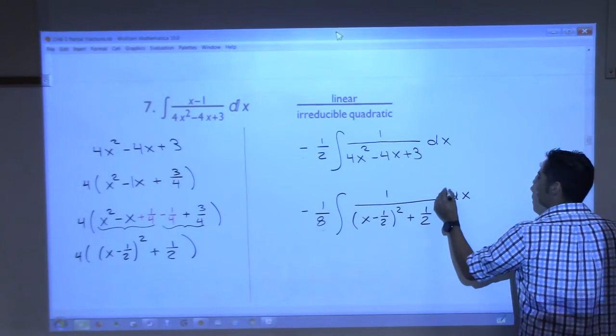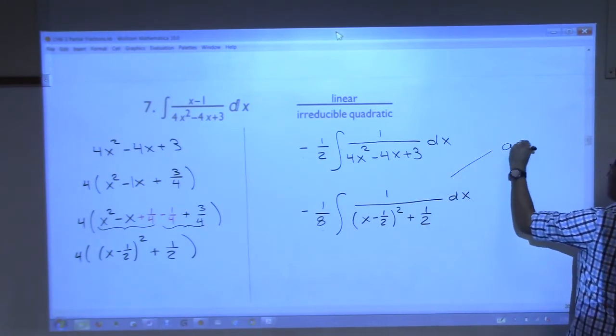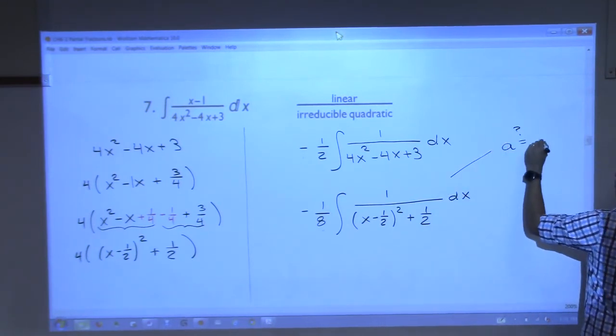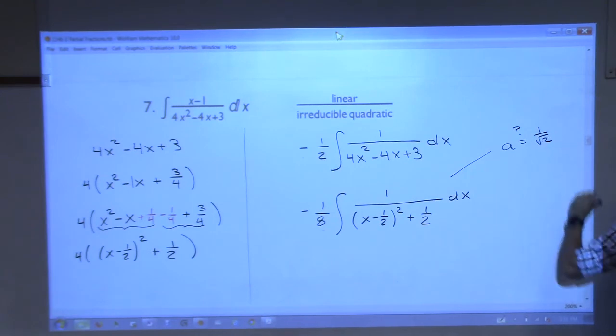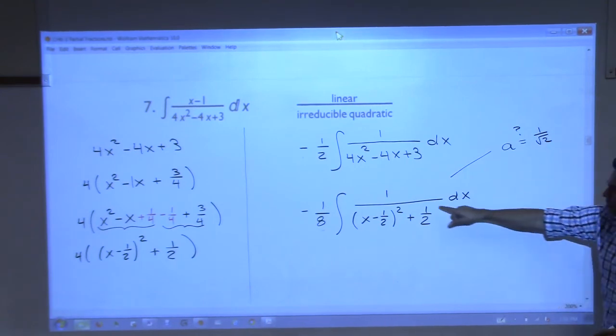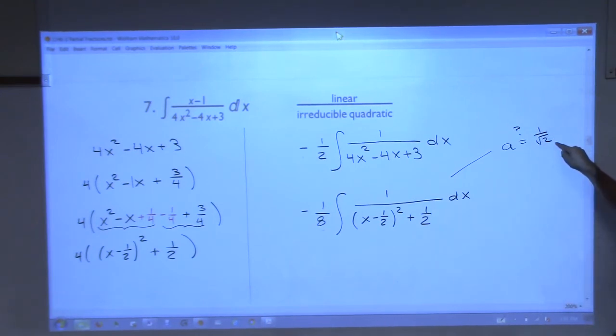Oh, by the way, just so we know, what's a? Because I'm going to need it. What's a? Root of 1/2. So root of 1/2, you take the root of the top and the bottom. Root 1 is 1. Root 2 is root 2. So 1 over root 2 is a, right?